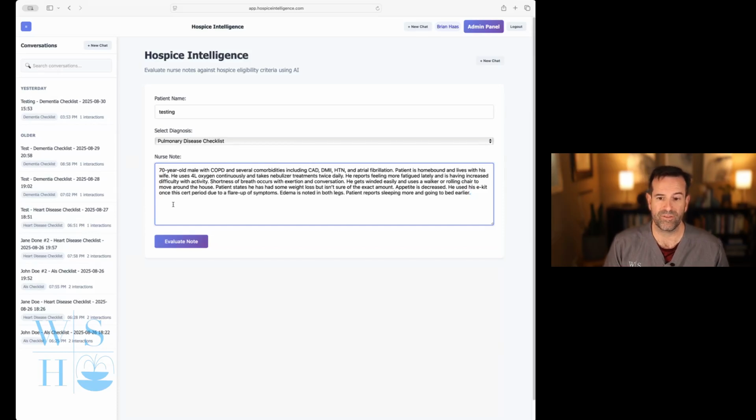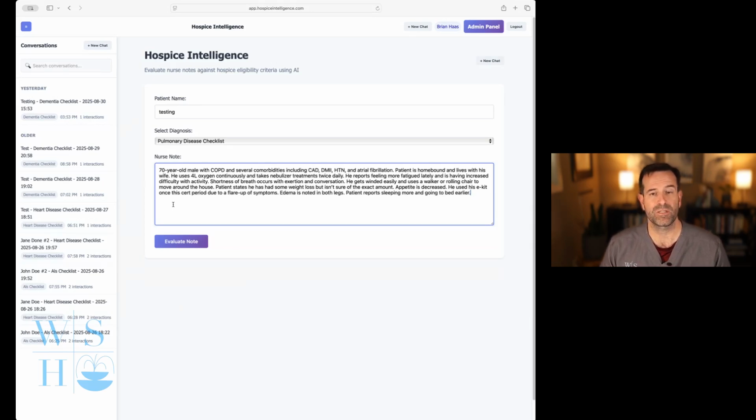He uses 4 liters of oxygen continuously and takes nebulizer treatments twice daily. He reports feeling more fatigued lately and is having increasing difficulty with activity. Shortness of breath occurs with exertion and conversation. He gets winded easily and uses a walker or rolling chair to move around the house. Patient states he has had some weight loss but isn't sure of the exact amount. Appetite is decreased. He used his E-kit once this certification period due to a flare-up of symptoms. Edema is noted in both legs. Patient reports sleeping more and going to bed earlier.